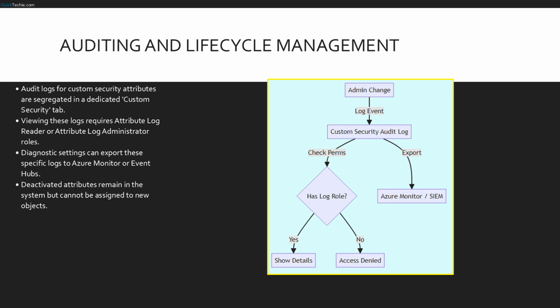This diagram depicts the auditing workflow. When an admin change occurs, it is recorded in the Custom Security Audit log. When a user attempts to view this, the system checks for the specific log role. If valid, details are displayed, otherwise access is denied. Parallel to this, the logs can be exported to external systems like Azure Monitor or a SIEM for broader security analysis.